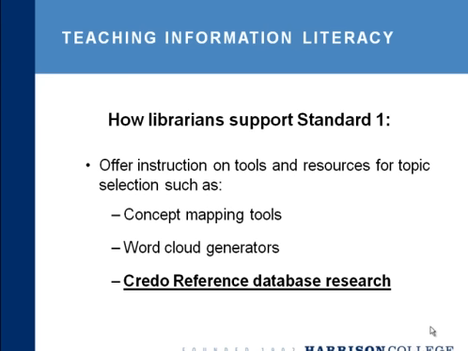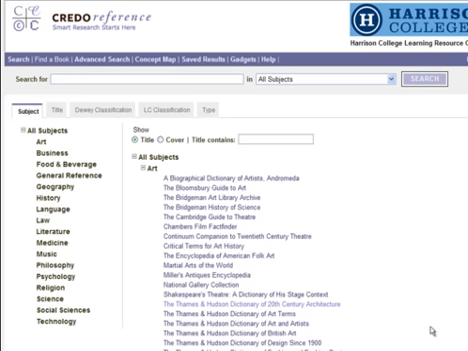And lastly, the Credo reference database can replace the ever-present Wikipedia as a research tool. It is much more trustworthy as a short reference tool, and it has about 500 dictionaries and encyclopedias within it to provide students with definitions and short blurbs about their topics. This can help them create their own word clouds to determine key search terms in narrowing or broadening their search.